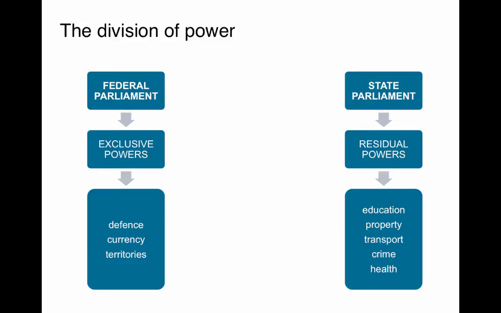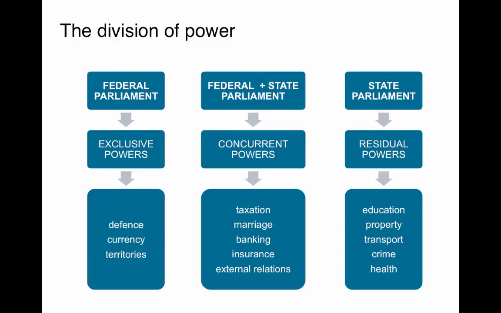The Australian Constitution also contains a list of concurrent powers of the federal and state parliaments. These are areas of law which both levels of government are entitled to regulate, and they are listed in Section 51 of the Australian Constitution. The matters listed in Section 51 include things such as taxation, marriage, banking, insurance, and external relations.